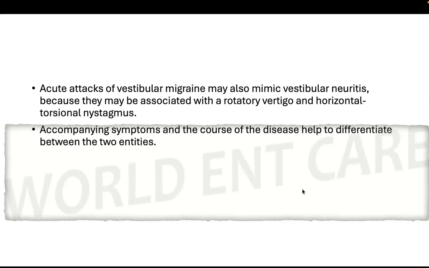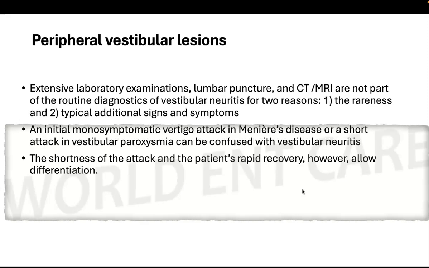additional brainstem signs. Then acute attacks of vestibular migraine may also mimic vestibular neuritis because they may be associated with rotatory vertigo and horizontal torsional nystagmus, and accompanying symptoms and the course of the disease help to differentiate between these two entities. Then comes the peripheral vestibular lesion. So the differential diagnosis of peripheral labyrinthine and vestibular nerve disorders mimicking vestibular neuritis includes numerous rare conditions.